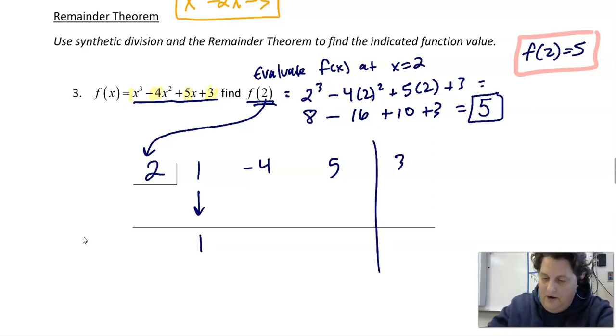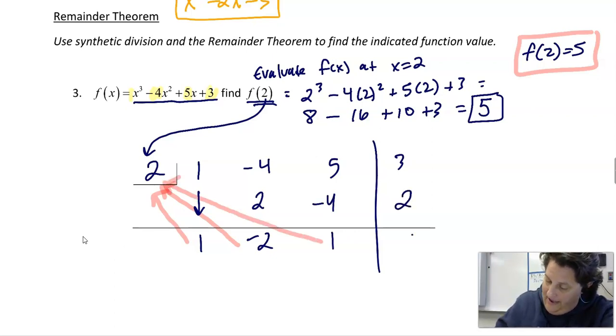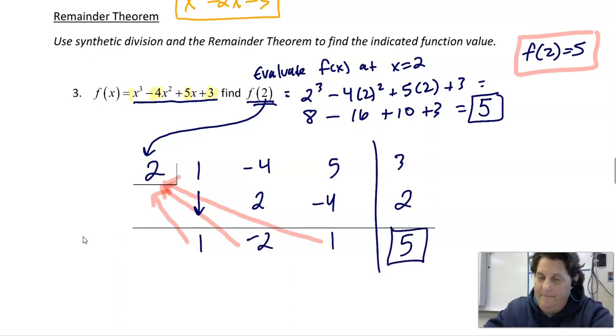Okay, you guys remember our process? Let's see if we can go through this real quick. Multiply. 1 times 2 is 2. Add. That's negative 2. Multiply. Negative 2 times 2 is negative 4. Add. That's 1. Multiply. 1 times 2 is 2. Add. That's 5. Okay? You see where I'm going with this?